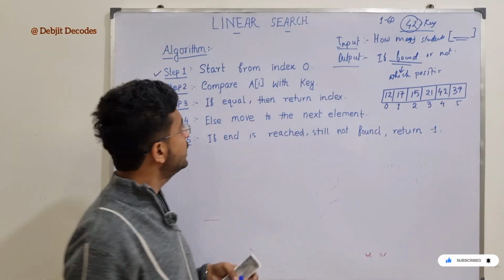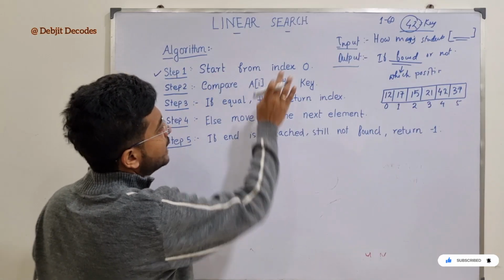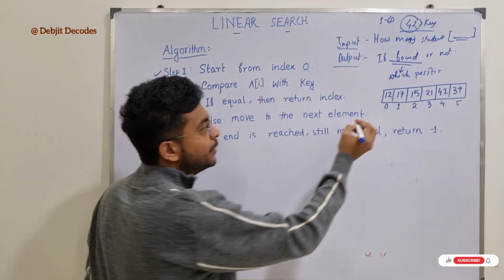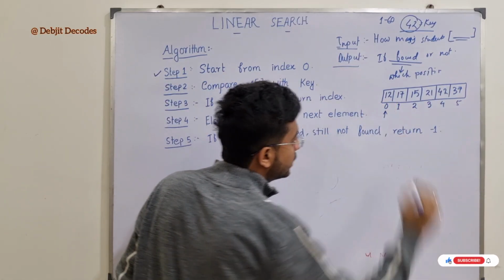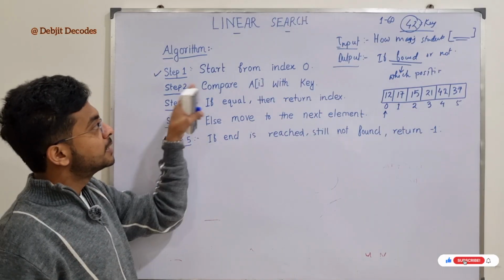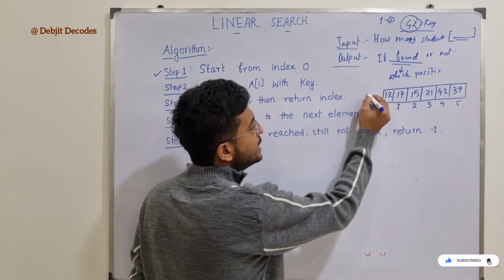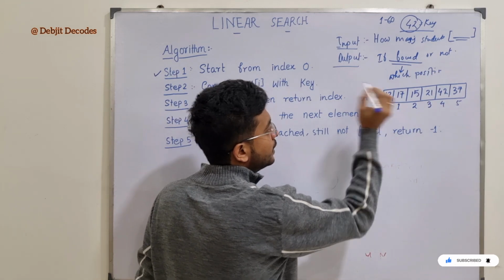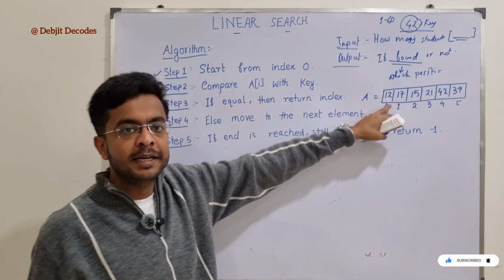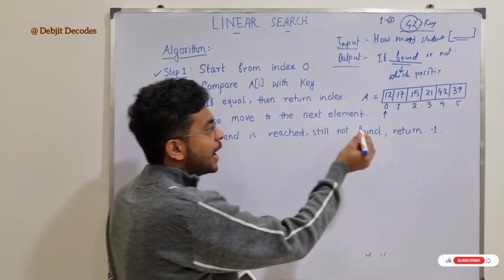So what will we be doing? Now we will be starting from index 0. As I just said, we will be starting from the first position, this one, right? Next, step 2, compare A[i]. What is A? A is this array itself. Okay, and what is A of i?